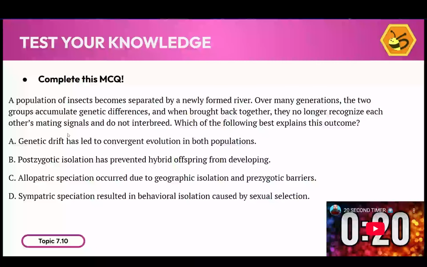That's why the question said that after they were brought together, they do not interbreed, to show that they were reproductively isolated. But I do see how people could pick D, because if they're just together and their behavior changes, that would be an example of sympatric speciation. But in this case, C is the better answer because they were separated and then brought back together, and they no longer reproduced with each other. Does that make sense? Any questions?